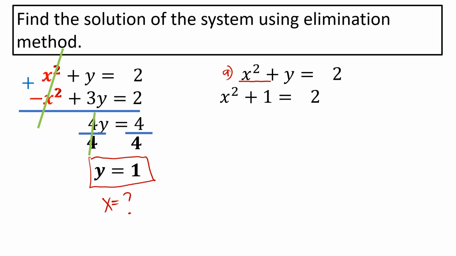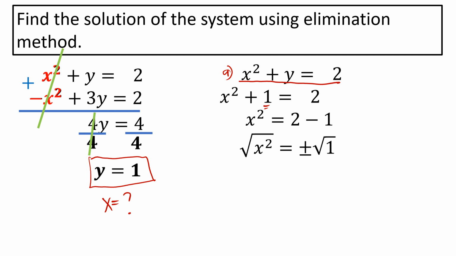So our equation A is described by x squared plus y is equal to 2. So x squared plus, since our y is equal to 1, then we were able to get the value of x in this way. So x squared is equal to 2 minus 1. So 2 minus 1 is equal to 1. And since we are getting the value of x, but there is an exponent of 2, we will be extracting the square root of both sides.